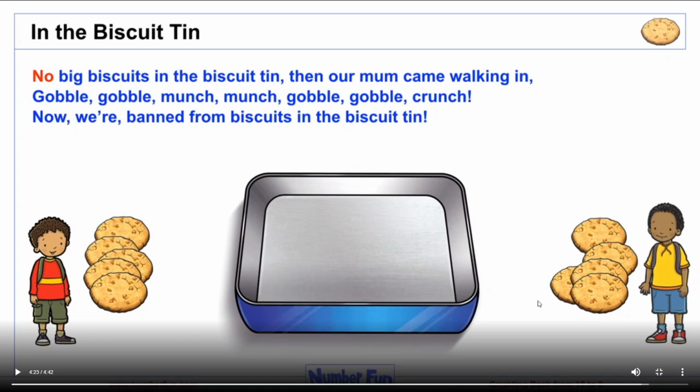Having said that, there's definitely been occasions when the hands have gone up and they've said, they've both got the same, because they took them one at a time, and I've had that explanation as well. And then we've double checked it by counting the biscuits.